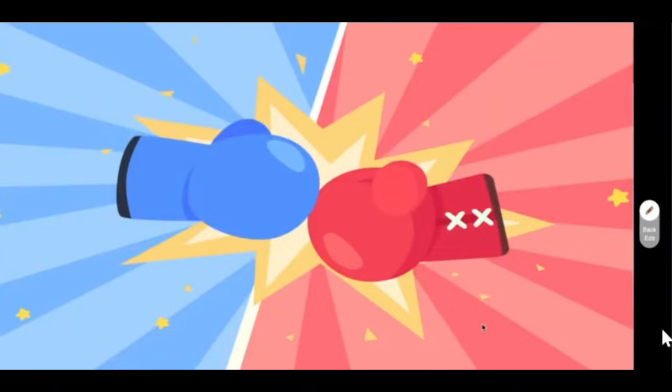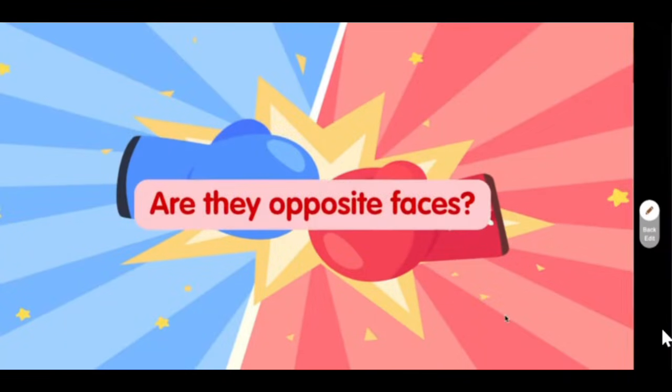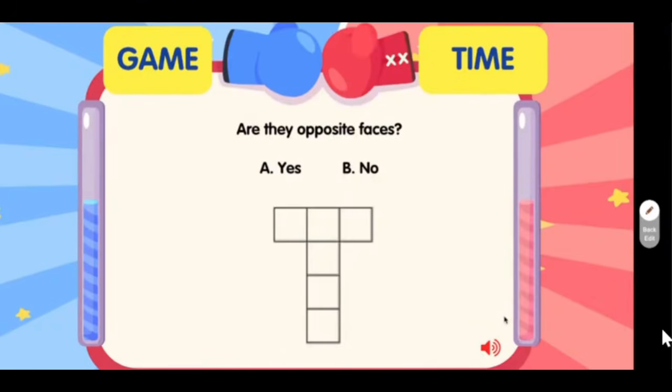Okay, so everyone, let's do some PK game time and see if you're already familiar with the opposite faces, okay? Are they opposite faces? Type A or B in your chat box, okay? Which one do you choose? Are they opposite faces? The blue part.